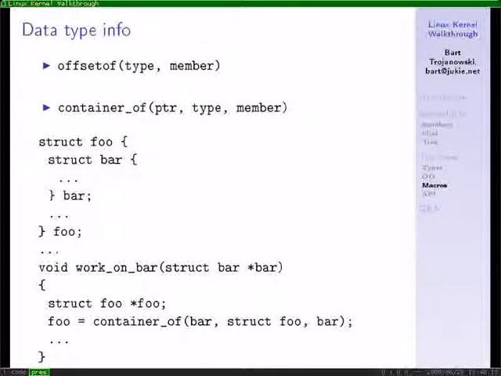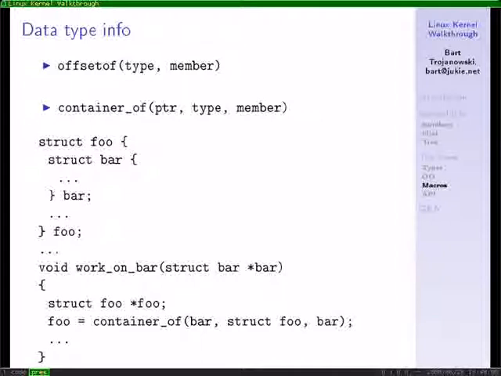The first parameter is a pointer to a superclass. Sorry. Yes, the first parameter is a pointer to a superclass. The second argument is the type of the subclass, and the last one is the member that represents the superclass in the subclass. So here's an example. We have a superclass called bar, and the way that you implement a superclass in C is you embed the superclass as the first argument, usually inside the subclass.